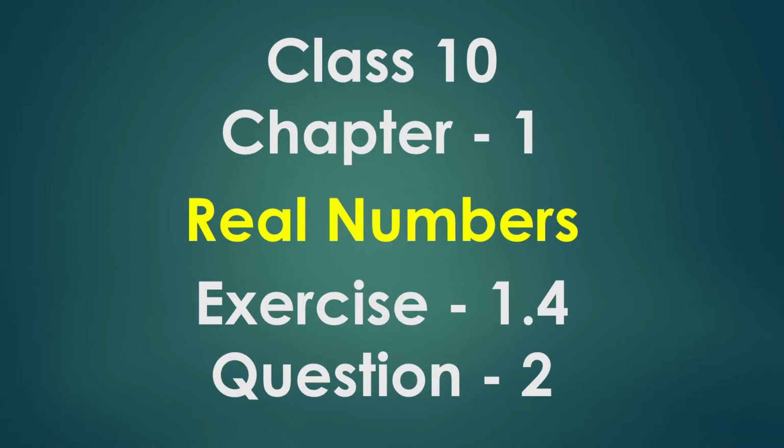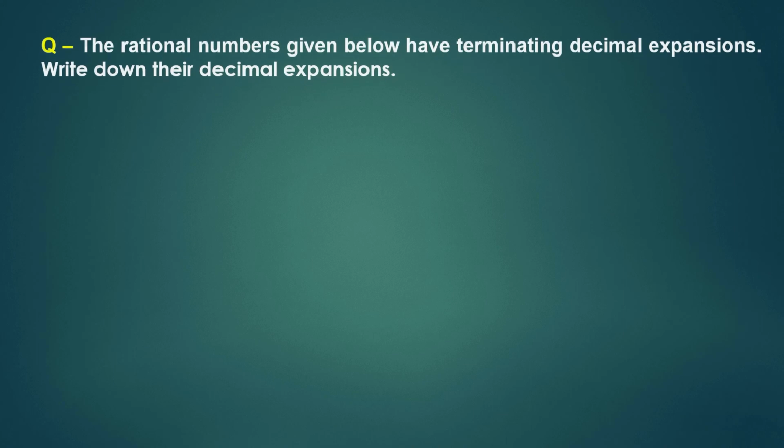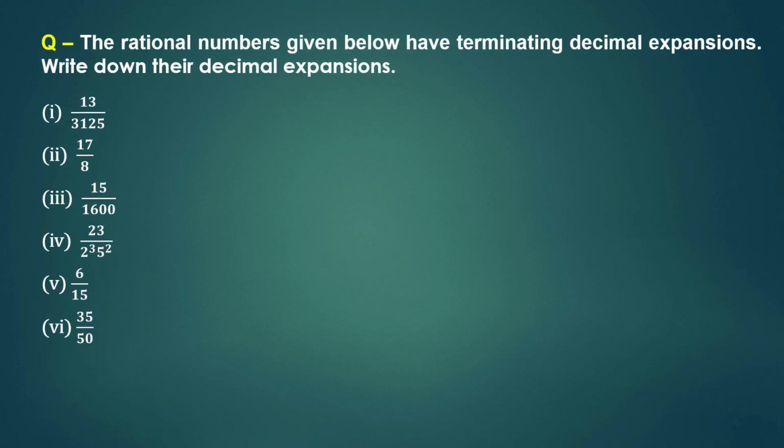Class 10, Chapter 1, Real Numbers, Exercise 1.4, Question number 2. The rational numbers given below have terminating decimal expansions. Write down their decimal expansions. The numbers given to us are 13 divided by 3125, 17 by 8, 15 by 1600, 23 divided by 2 cube into 5 square, 6 by 15, and 35 by 50.